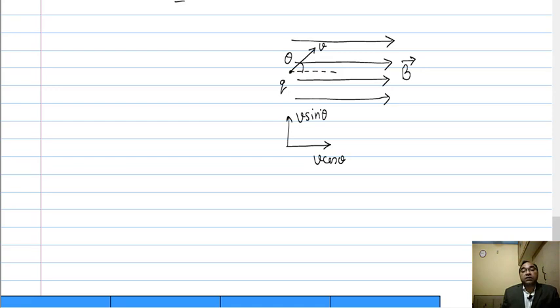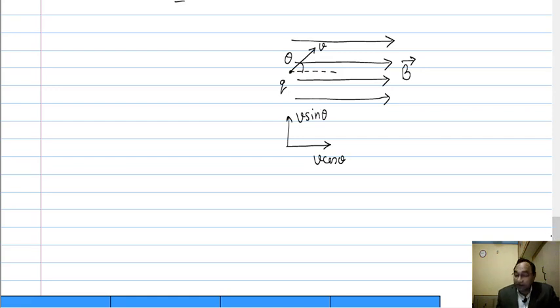Observe, v cos theta is in the direction of the magnetic field. Then what will happen? Because of v cos theta, the charged particle will move undeflected, undeviated along the straight line path. Because of v sin theta, since v sin theta is perpendicular to the magnetic field line, the charged particle will have a tendency to move in a circular path, which means that the direction of motion taken by the charged particle is the resultant of these two effects.